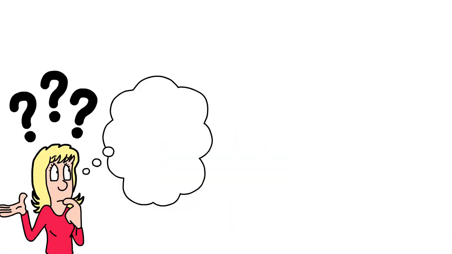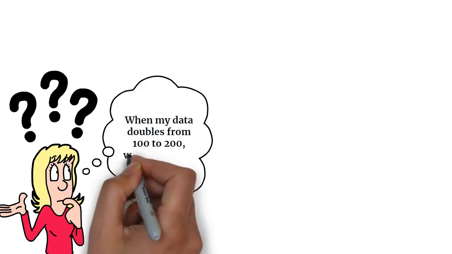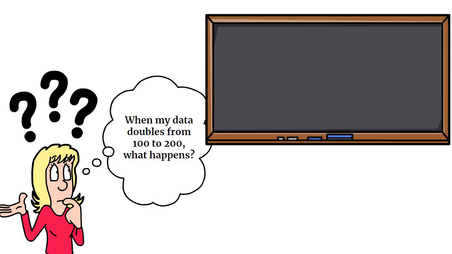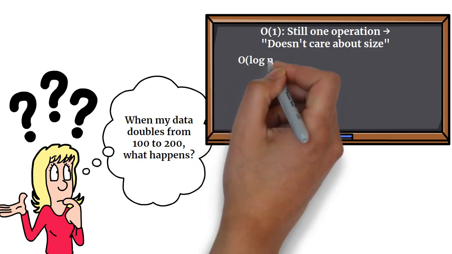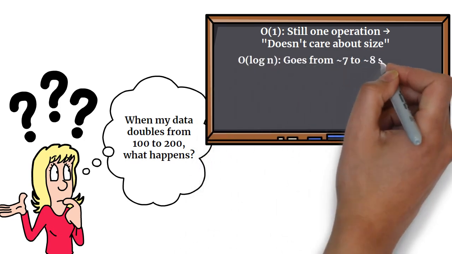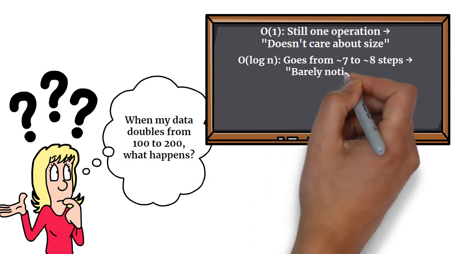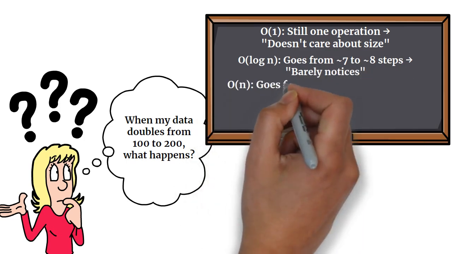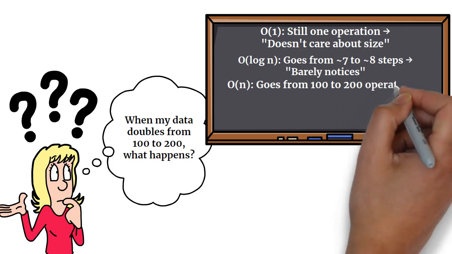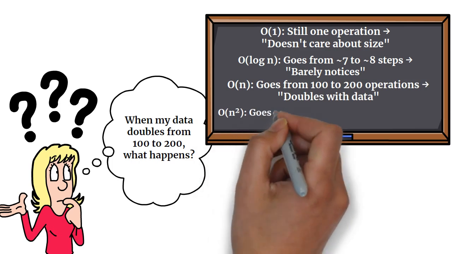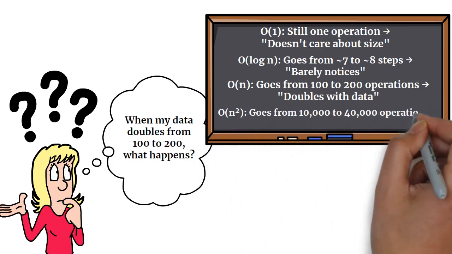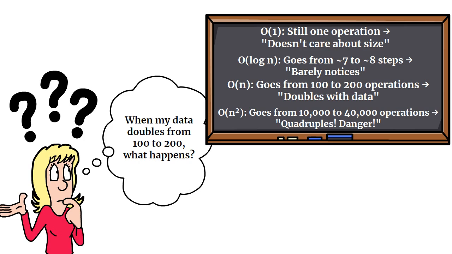Ask yourself, when my data doubles from 100 to 200, what happens? O(1). Still one operation. It doesn't care about size. O(log n). Goes from 7 to 8 steps. Barely notices. O(n). Goes from 100 to 200 operations. Doubles with data. O(n squared). Goes from 10,000 to 40,000 operations. Quadruples, danger.